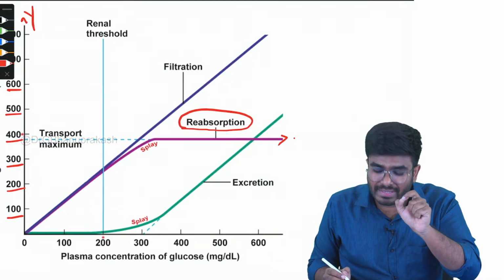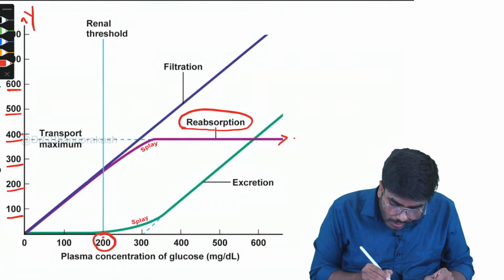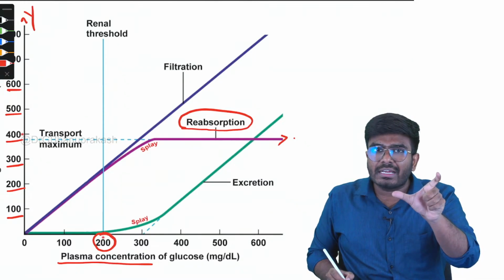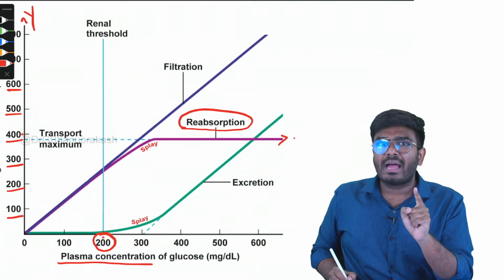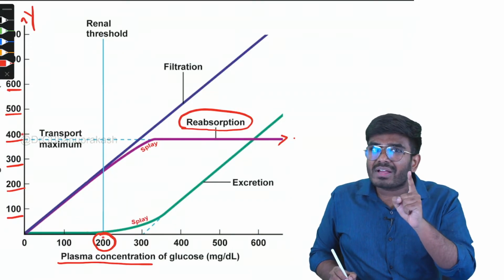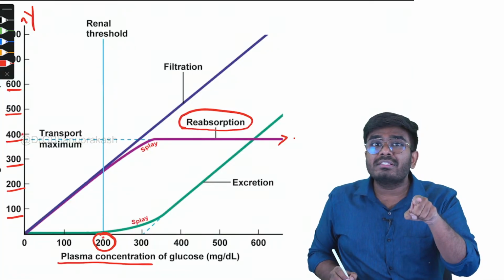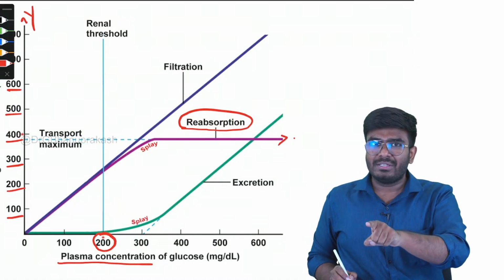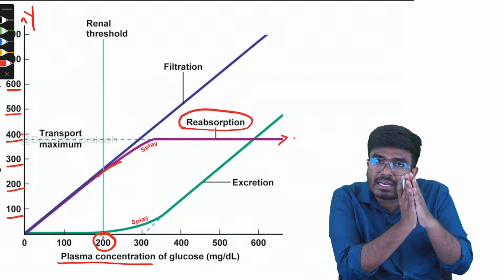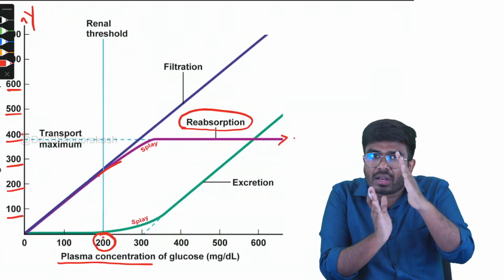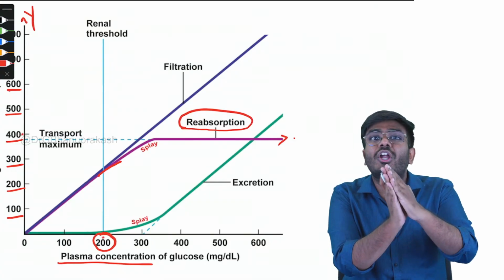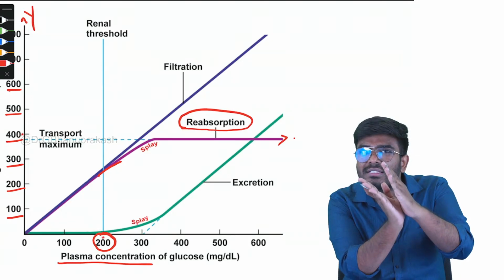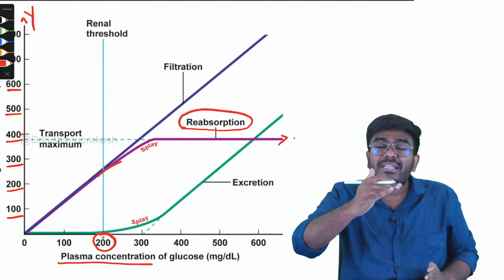Up till where? Up till this point, at 200 plasma concentration, I have taught you. If the plasma glucose concentration is 200, what will happen? For the first time, glucose will start to appear in urine. Glucose excretion is starting. The curve is moving a little bit away from the filtration curve. Why? Because now, whatever is getting filtered, not everything is getting reabsorbed. Something is leaking in the urine.